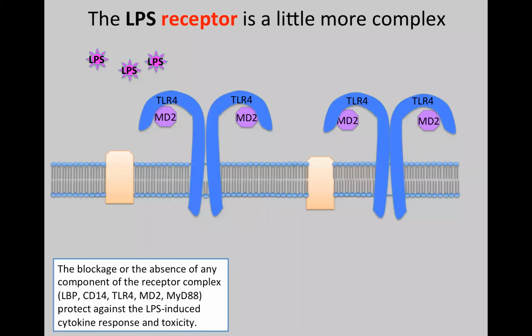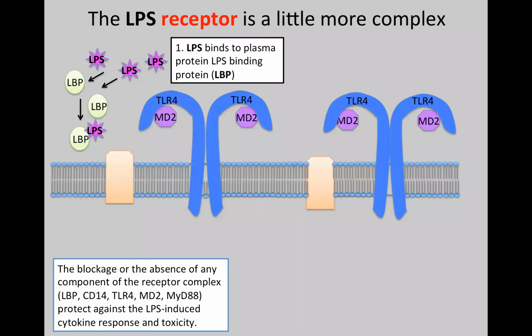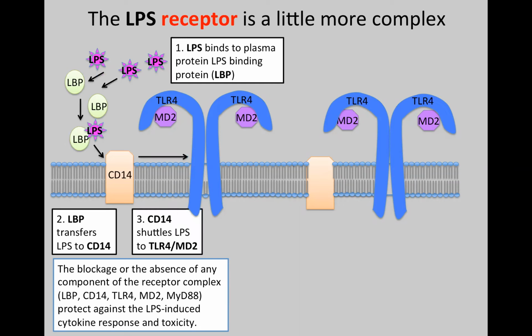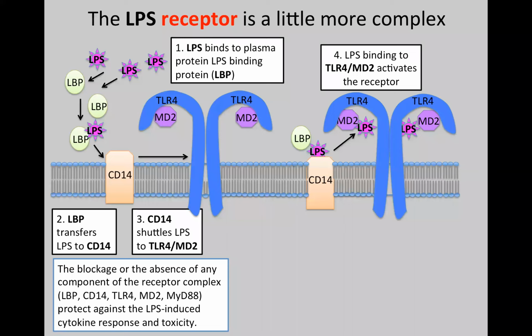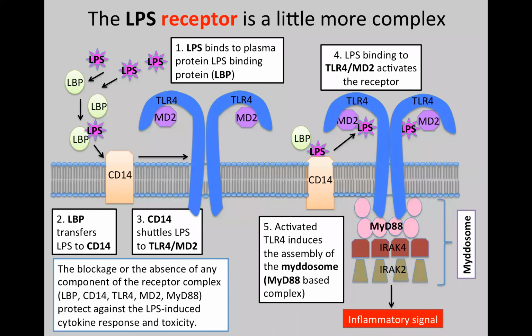So how does it work? Actually, it's a little more complex because LPS first of all binds to the LBP, the LPS binding protein in the serum. This one will carry these molecules to CD14 in the cell membrane of macrophages, and the CD14 will present the LPS to the TLR4-MD2 receptor complex, and LPS binds to the MD2 portion of the molecule, and this one will induce the assembly of a very complex signaling cascade, which is called a myddosome.